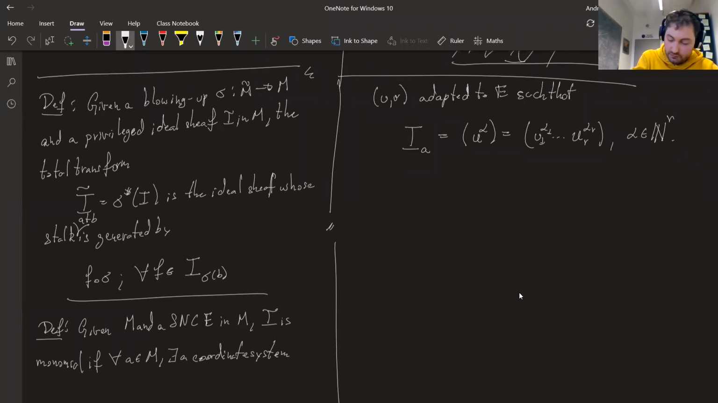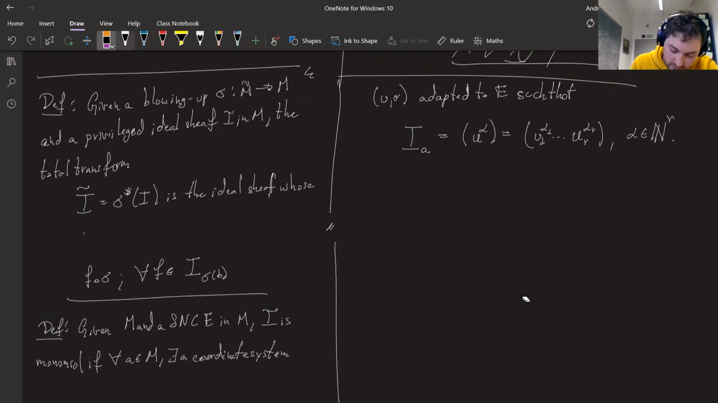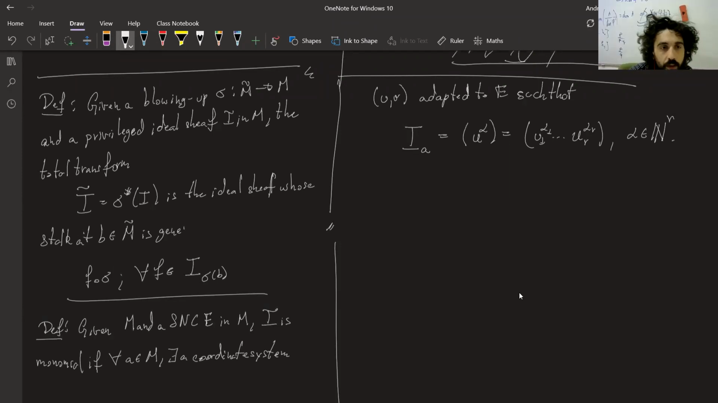So now with all of the definitions. So, sorry once again, Andre. Yeah, go ahead. In the previous definition of the total transform, I have a hard time understanding who lives where. So with this stalk at B in M tilde is generated by. Okay, I thought B was in M. Yes. Sorry about that. It's so that we send it down.